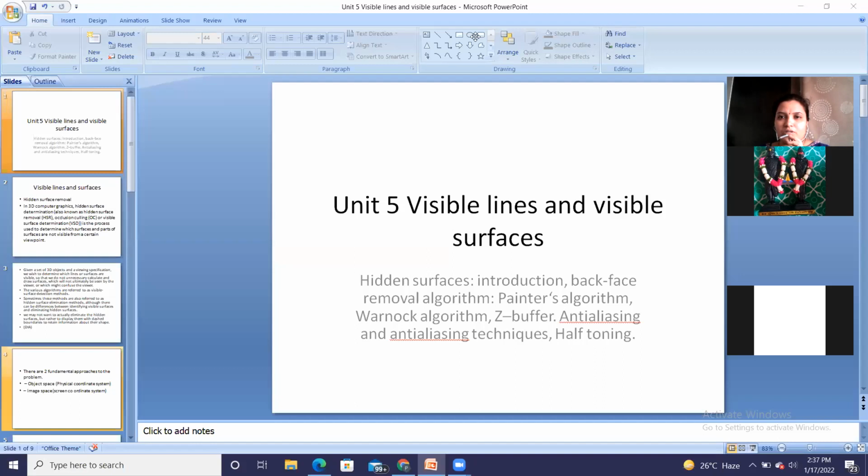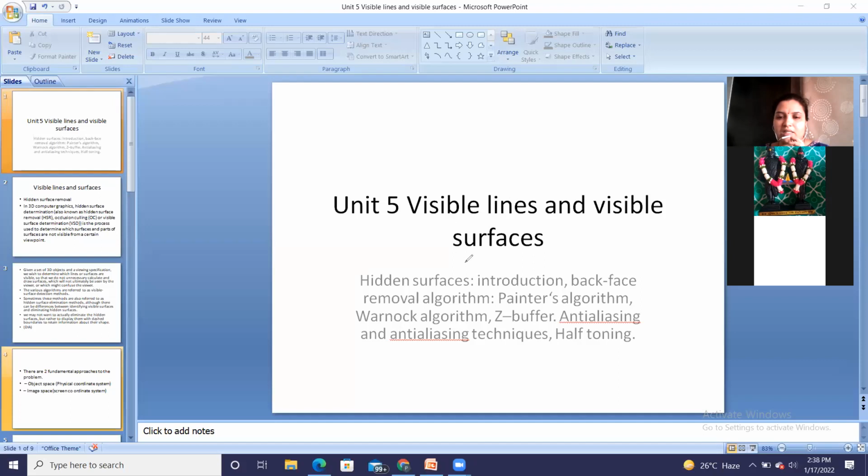Okay. So see here, visible lines or visible surfaces. The name suggests visible means that we can view, right? Visible means that we can view. So visible lines means what? The lines on the screen which are visible to us. The lines on the screen which are visible that we can view them. So such lines and surfaces we have to find out, right? So it is also called as visible surface detection, VSD.